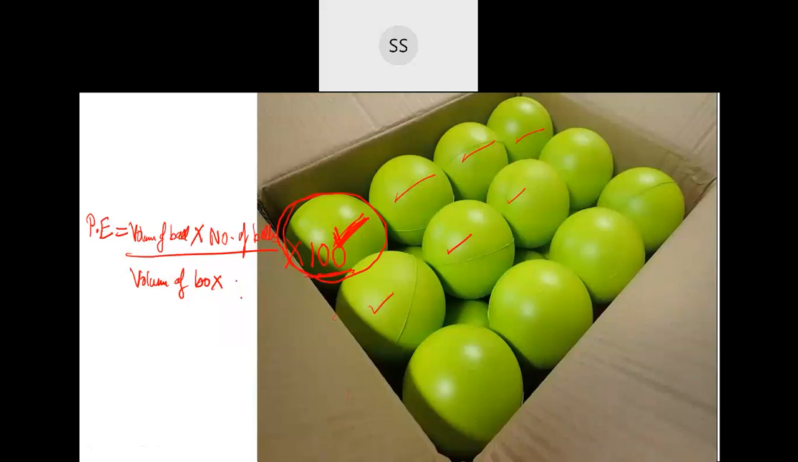When you just divide both the values, you will get it out of 1. If you are calculating out of 1, then that is called the packing fraction, because you get the numbers in fraction. But if you are doing it out of 100, you will be calling it packing efficiency, the packing percentage. Clear? Yes, the percentage of total space filled by the spheres, that is packing efficiency.